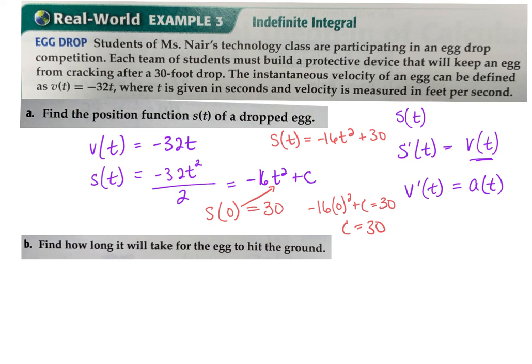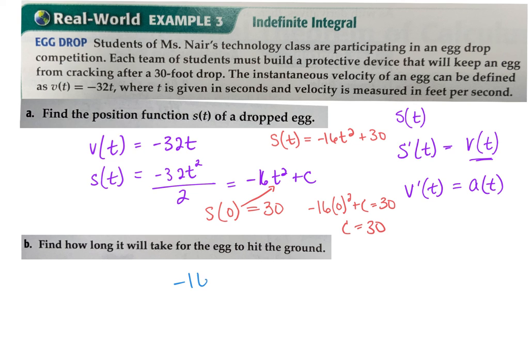And so now the second question is, how long will it take for the egg to hit the ground? What height are they looking for when the egg hits the ground? What's the height of the egg when it hits the ground? How many feet off the ground is it? When it hits the ground, it's 0.